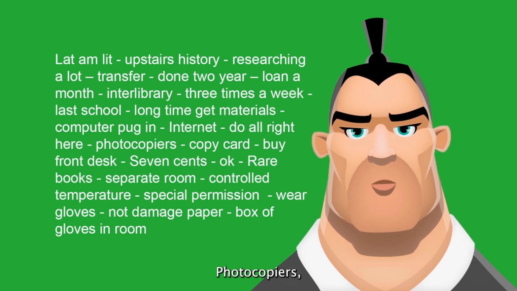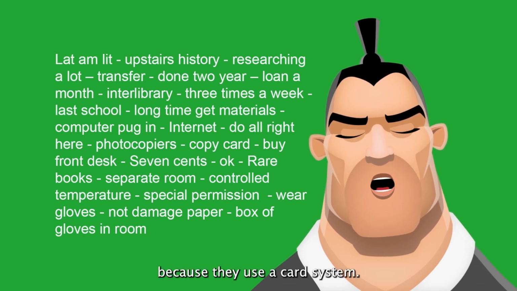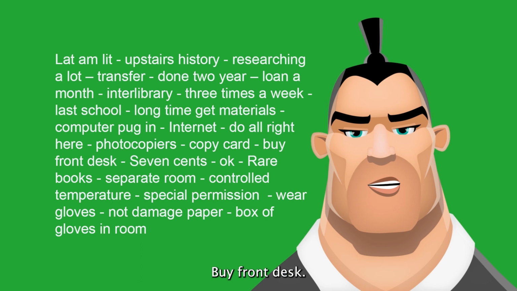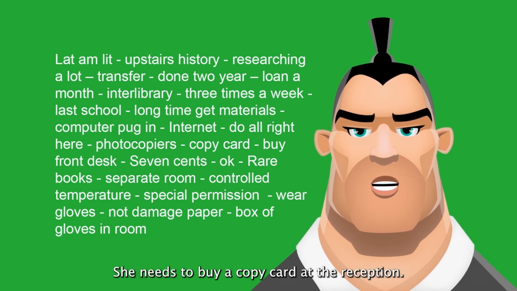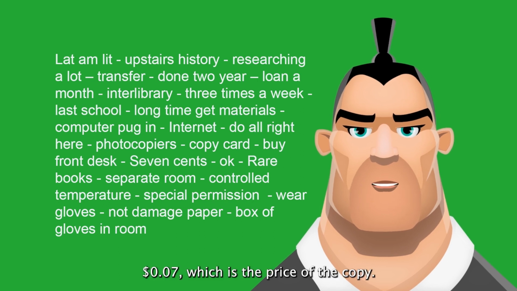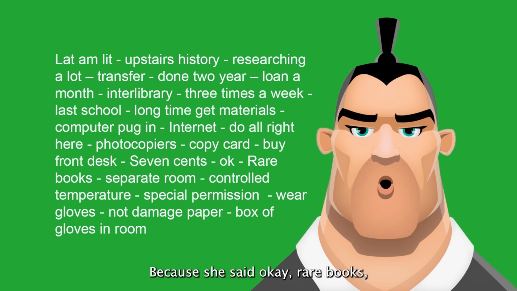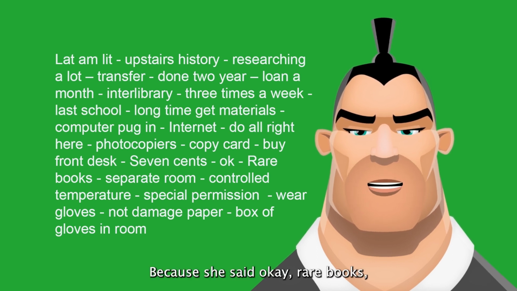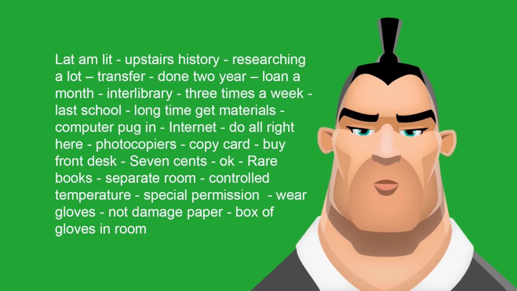Photocopiers. The copy machines. Copy card. Because they use a card system. Buy front desk. She needs to buy a copy card at the reception. 7 cents, which is the price of the copy. Okay. Because she said okay. Rare books. Because she asked about rare books.